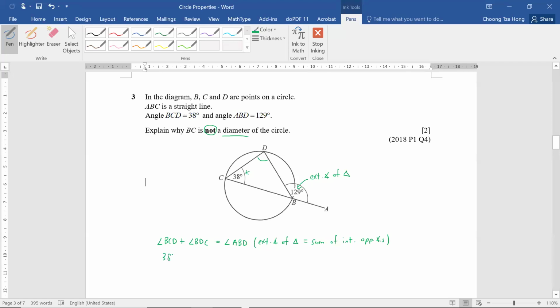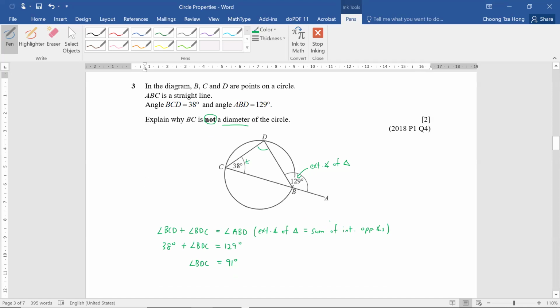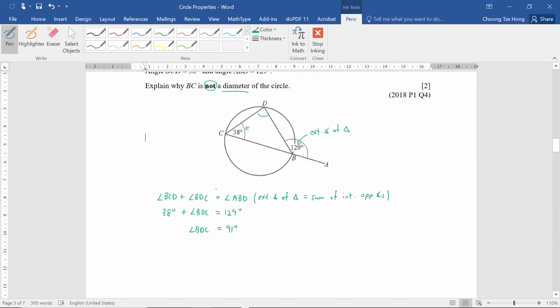So this will be 38 degrees plus angle BDC, which will give us 129 degrees. So angle BDC, you can calculate to be 91 degrees. So indeed it's not 90 degrees. This shows that BC is not the diameter, and BDC is not a right angle in the semicircle. Okay, so let's write that.